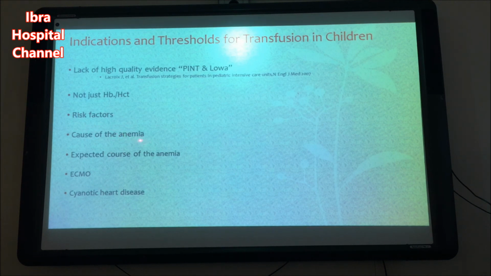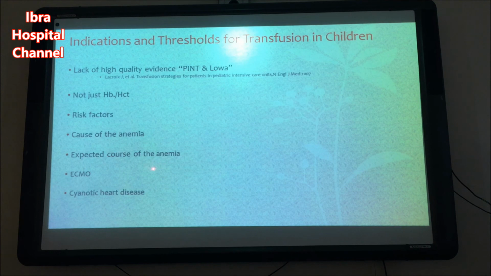Is there a risk factor for continuous bleeding? Is there a risk factor for the production being affected? Are there other medications this patient is taking that are causing anemia as well? And the most important thing is to identify the cause of anemia. Is this iron deficiency anemia? Is this anemia because of bleeding? Or is there another problem in the bone marrow of this child, for example?